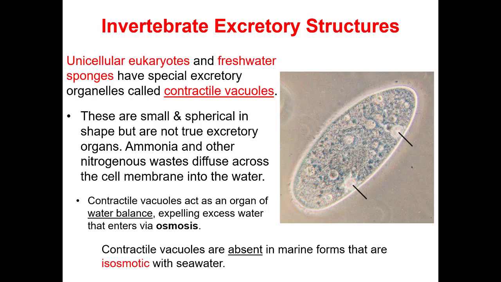Contractile vacuoles act as an osmotic organ, creating a water balance by expelling the excess water that enters the animal due to osmosis. Contractile vacuoles are absent in marine animals because they are isoosmotically balanced with their saltwater environment.